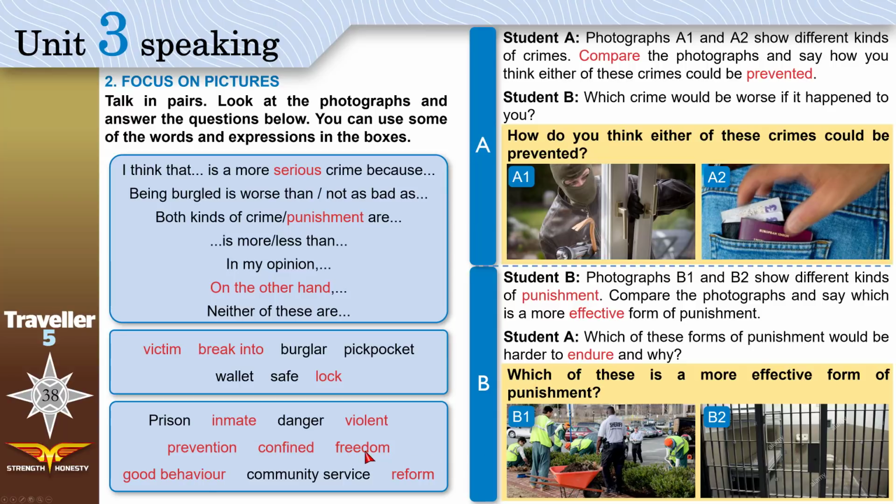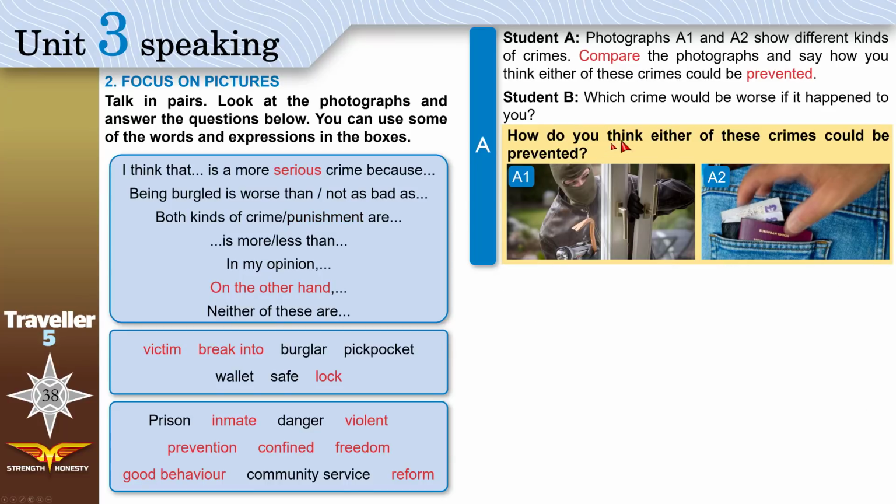Freedom, the ability of doing anything you want. Good behavior, dealing with people and things around you nicely. Community service and reform. When you reform, you try to be a better person and have good behavior. Now, how do you think either of these crimes could be prevented?